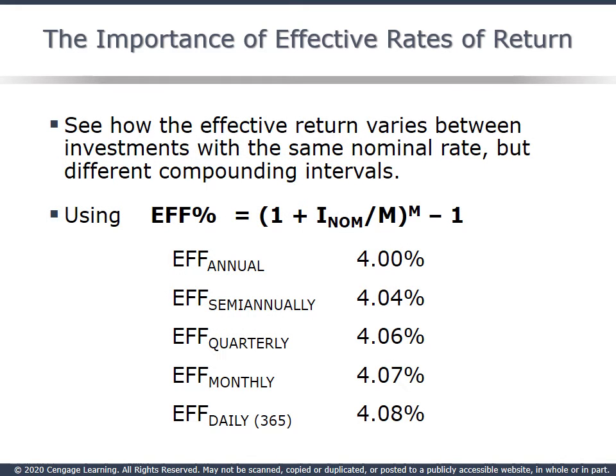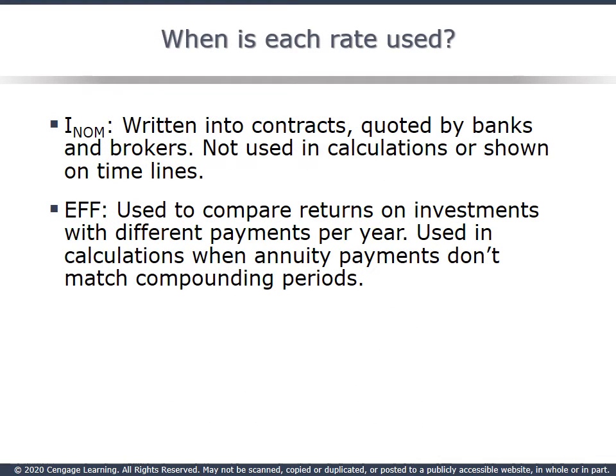So here is 4% and the different effective rates 4% would produce with different compounding periods. I would challenge you to find these effective rates for 4% with the different compounding periods. Can you replicate these effective rates? When is each rate used?